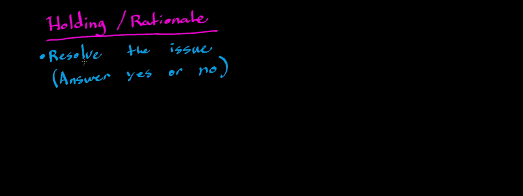So the basic idea is that the holding is quite short. It's only going to be one sentence or perhaps even one word, and then you move on to the rationale, which of course is just explaining why the court decided to rule the way that it did.